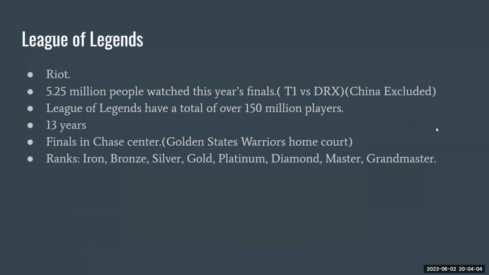And then League of Legends, 5.25 million people watched this year's finals, which was T1 versus DRX, and this was excluding China. League of Legends has a total of over 150 million players, and it's been around for 13 years. The finals took place in Chase Center, which is the Golden State Warriors' home court in San Francisco. And the ranks in League of Legends are iron, bronze, silver, gold, platinum, diamond, master, and grand master.